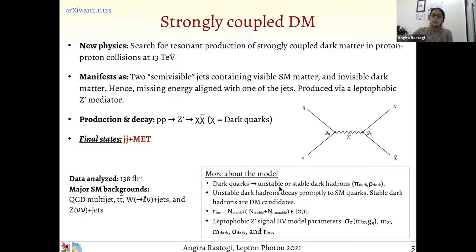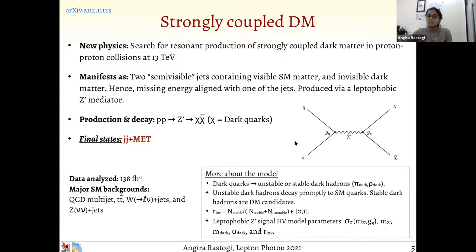The unstable dark hadrons decay to Standard Model quarks promptly, whereas the stable dark hadrons are the candidates for dark matter. So in the final state, we are looking for signatures with two jets, which are semi-visible because they contain partially visible Standard Model matter and partially invisible dark matter. We will also have missing energy aligned along the direction of one of the jets, because of the invisible dark matter component of the jet.